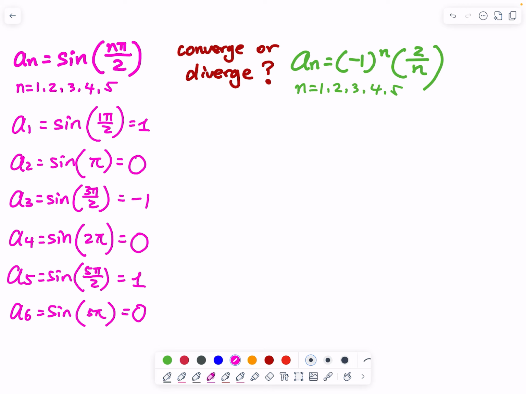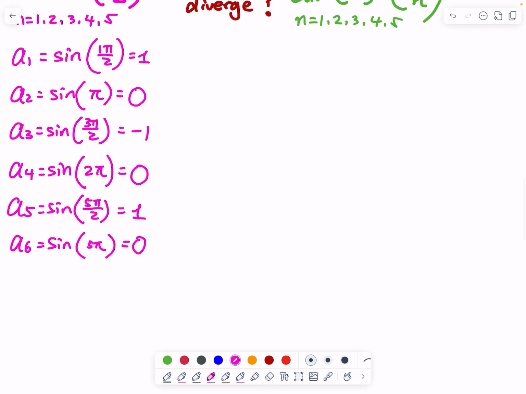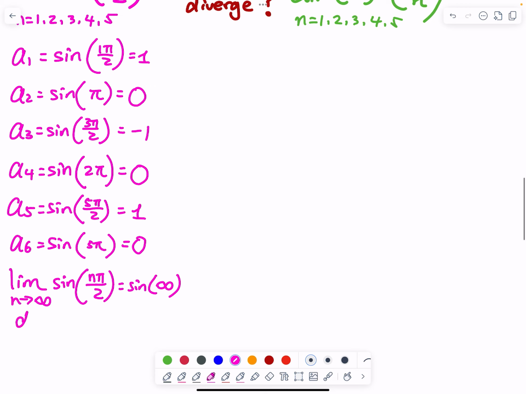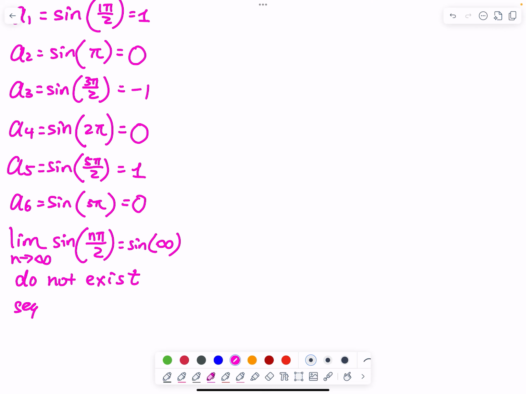So I will just go ahead and write a limit. When n approaches infinity, I have sine of n pi over 2, which equals sine of infinity. Sine of infinity, this one we cannot determine. So we have to say the limit does not exist, and the sequence diverges.